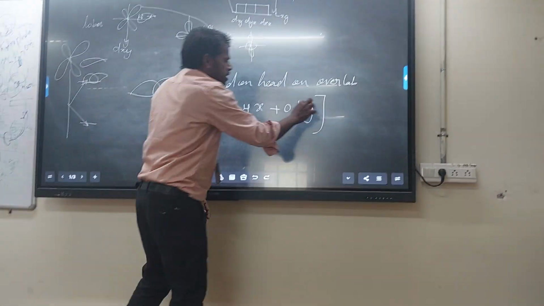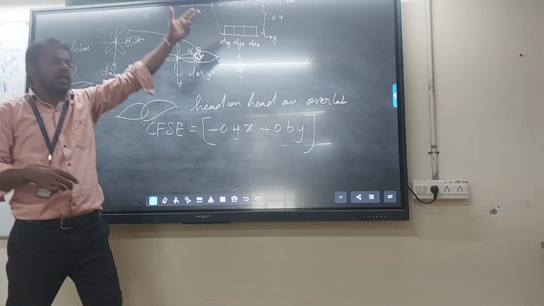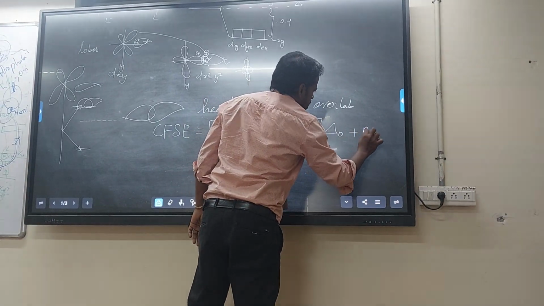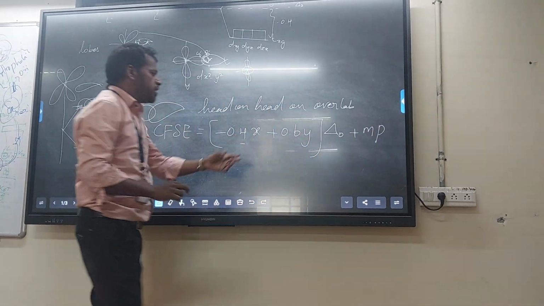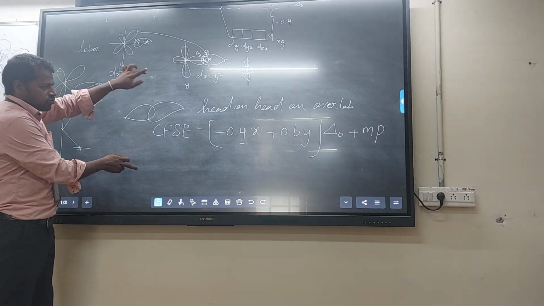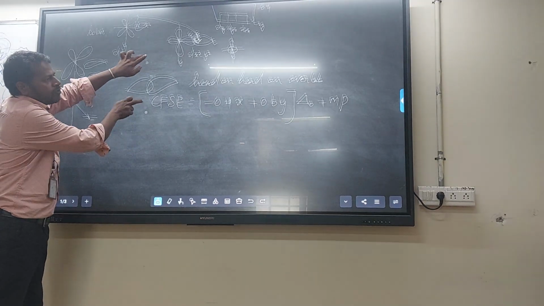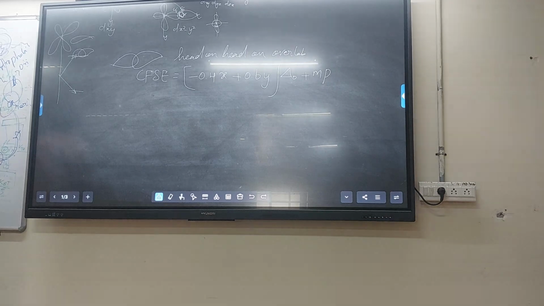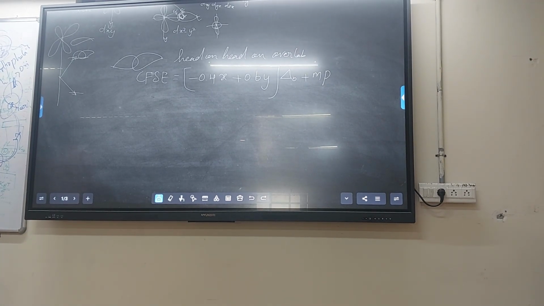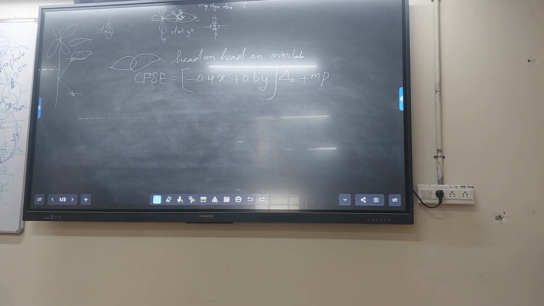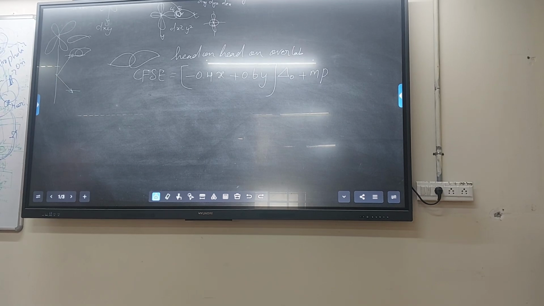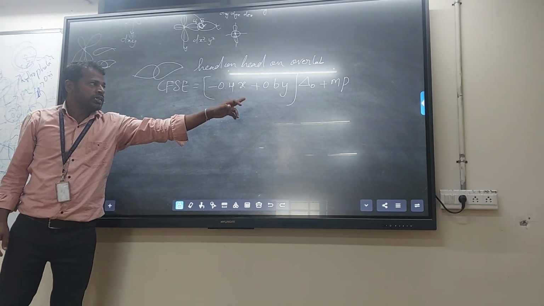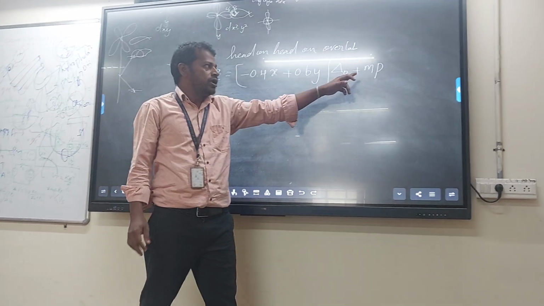That is how many number of electrons in the EG level plus MP, or else del naught plus MP. Okay, plus MP. This is a formula. So CFSE equal to, that means what? So this much energy is required, or else it needs to stabilize that geometry of the structure. Otherwise it comes to the original state. Okay, so CFSE equal to minus 0.4x plus 0.6y into del naught plus MP.